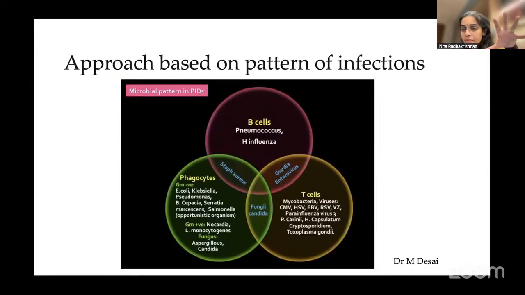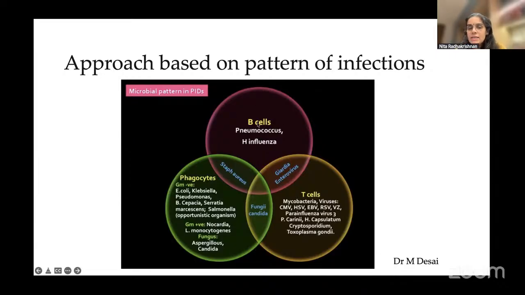Based on the type of infection which is there, that gives us a clue to the compartment. So T cells are like the general of the immune system. If there is severe T cell deficiency, it can cause viral infections, it can cause bacterial, it can cause fungal, it can cause PCP infections. Any of these infections are common with T cell disorders.